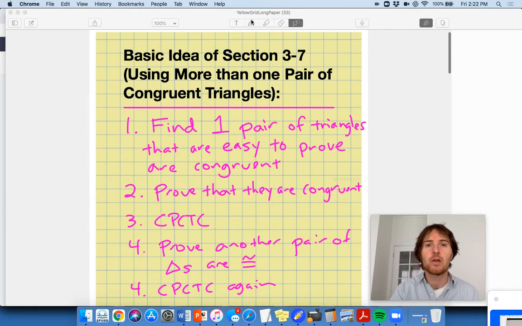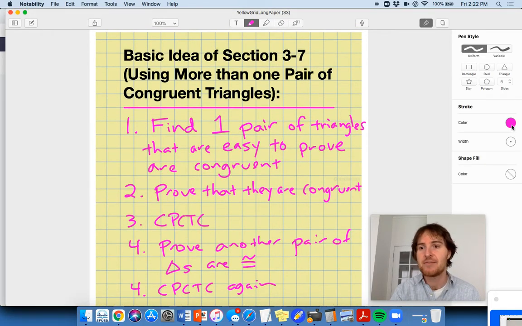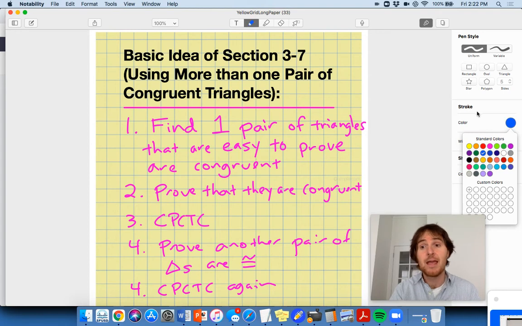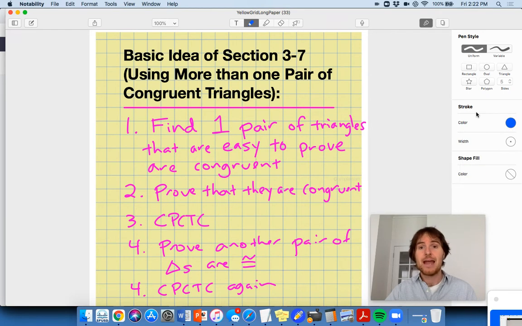All right, so just real quick here, we had basic idea of section 3.7. So this is what you should have come away with. I can't break it down any smaller than this, or I wouldn't present it to you right away, because you really just need to do the proofs to see how these worked out here.